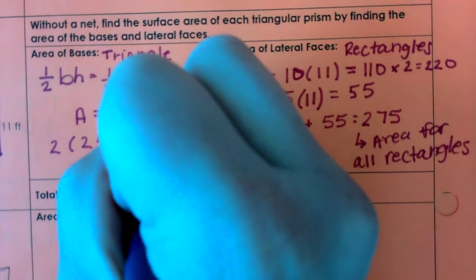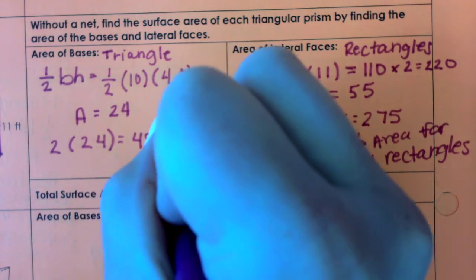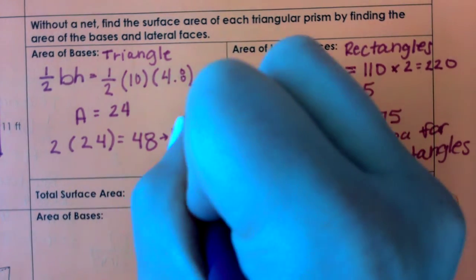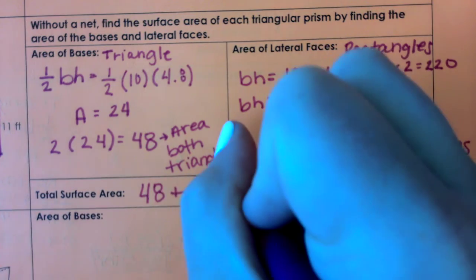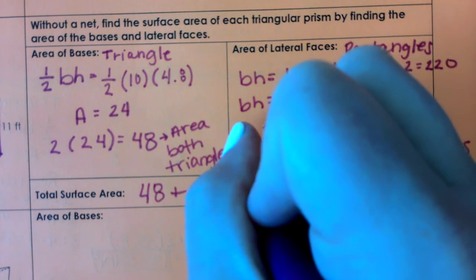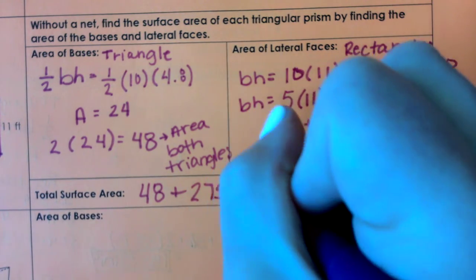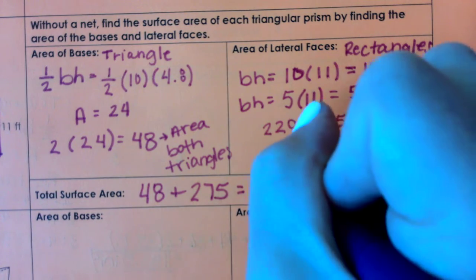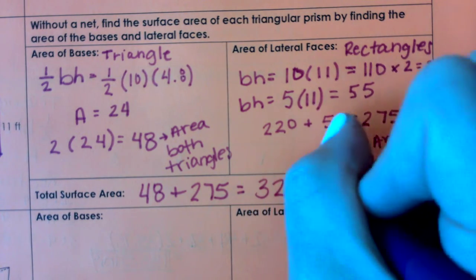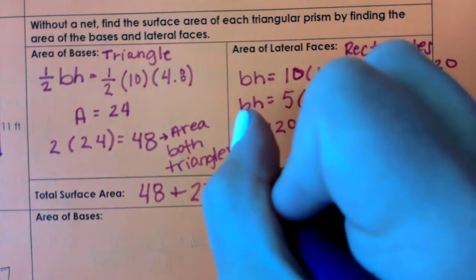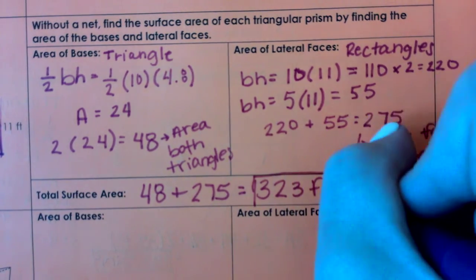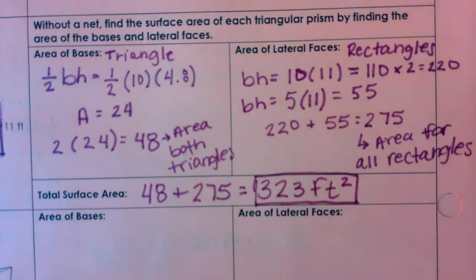And then I'm going to take 48 plus 275, and that's going to get me a total of 323 feet squared. That makes a lot more sense than before.